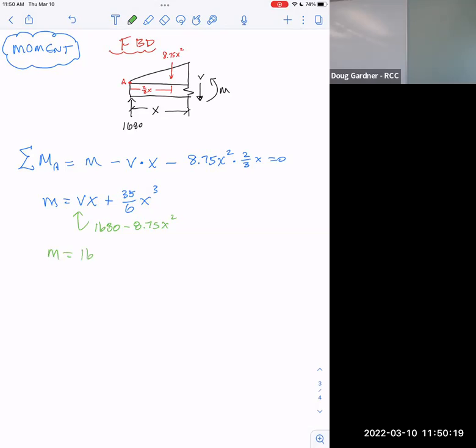1680 times x would be 1680x. 8.75x squared times another x would be 8.75x cubed. And then I've got my 35/6 x cubed. So hey, look, I've got two like terms. And so m would be 1680x.